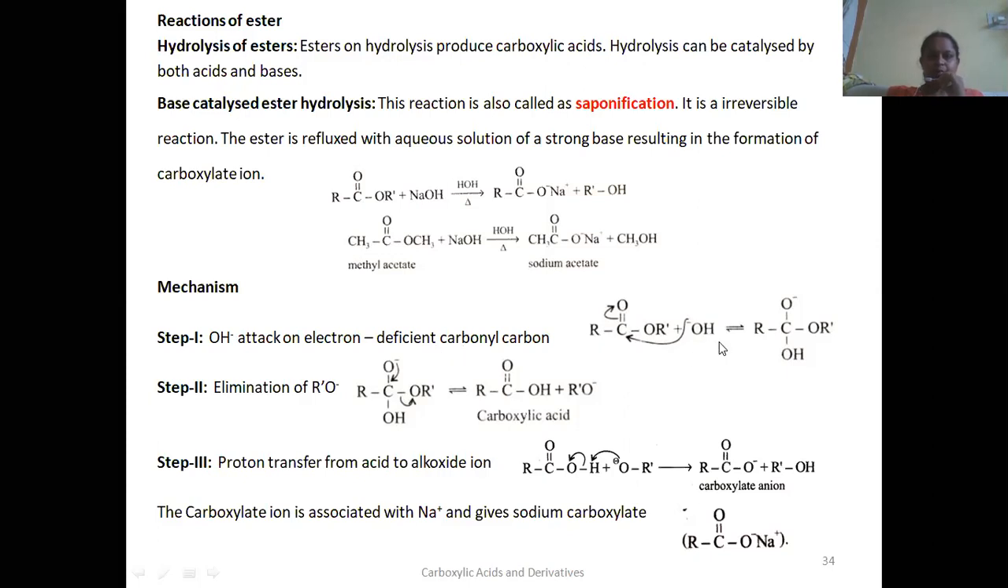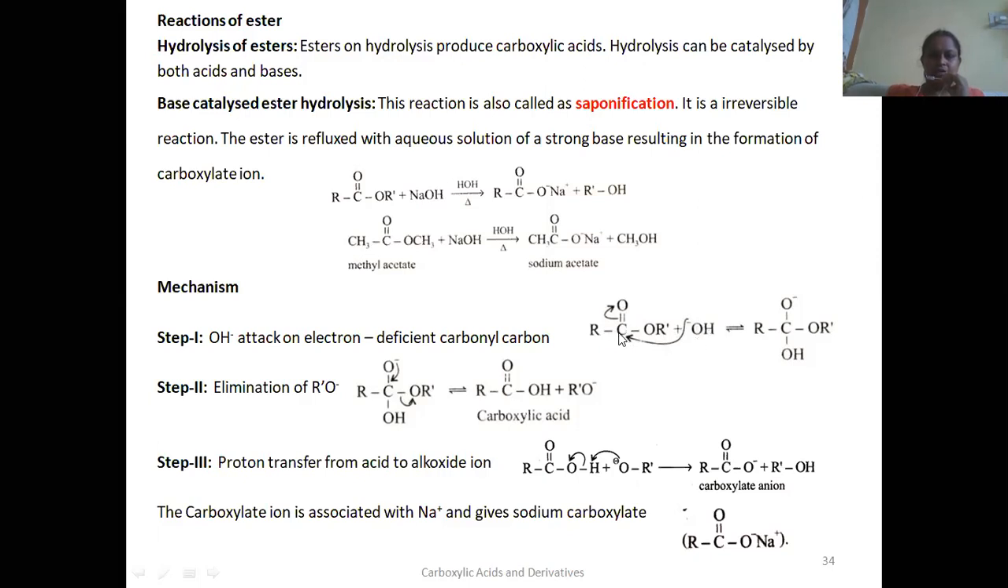See here, when you add OH minus, the reaction is initiated with OH minus. This is a nucleophile, electron rich, and it will go and attack the electron deficient site, that is this sp2 carbon. When this goes and attacks here, a new bond is formed between this carbon and OH.